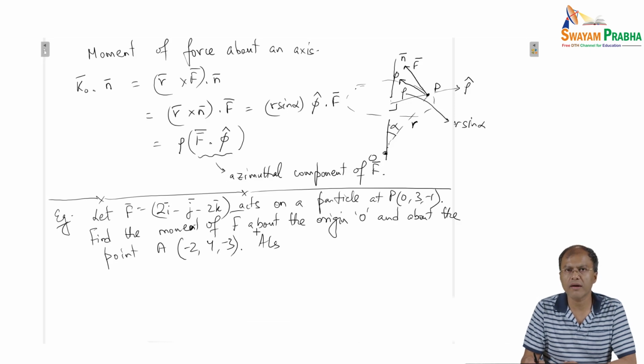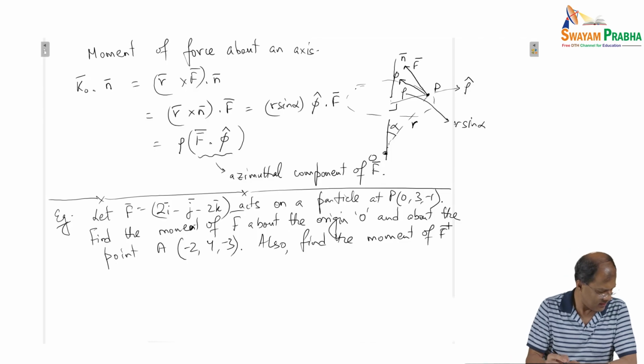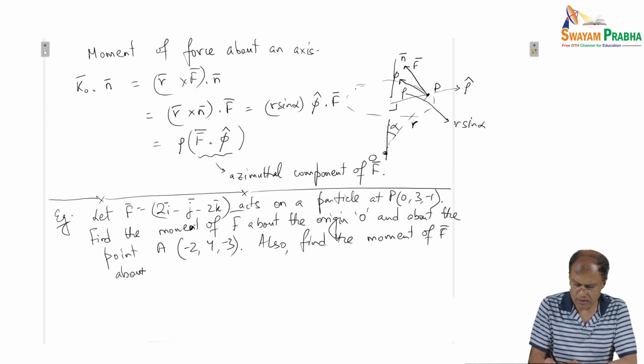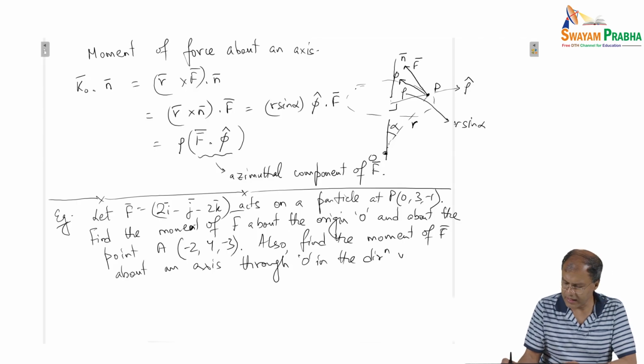We want to find the couple K0, and also we need to find the moment of F, the force acting, about an axis through O in the direction vector 3i minus 4k.